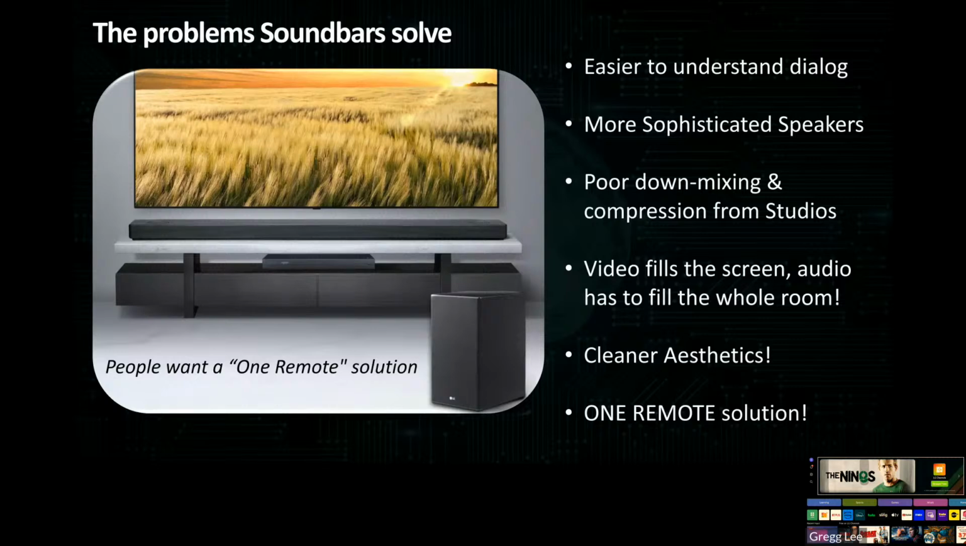And what sound bars are designed to really solve is dialogue. Dialogue is a problem for people a lot of times when they're watching their TVs. We have more sophisticated speakers and they're firing towards you instead of at a wall or down. So you're going to get better direct sound. There's poor down mixing in Hollywood nowadays, and it's hard to hear the mixes because they cram so much stuff. And when you play it through 2 to 4 speakers, it may not be intelligible.